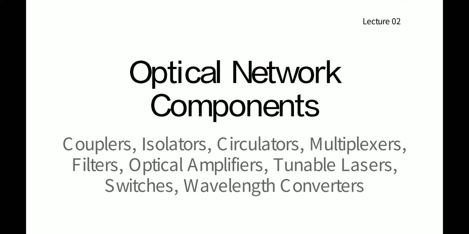Today we are going to start the third unit, that is optical networks. So in today's video we are going to see some components which are included in the optical networks. Those are couplers, isolators, circulators, multiplexers, filters, optical amplifiers, tunable lasers, switches and wavelength converters.